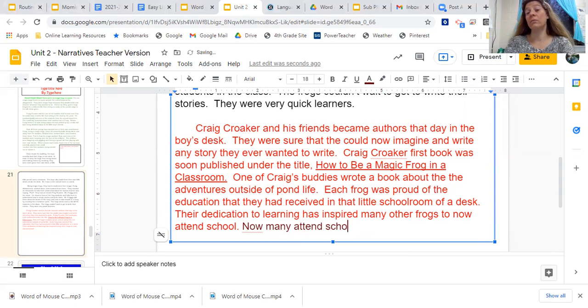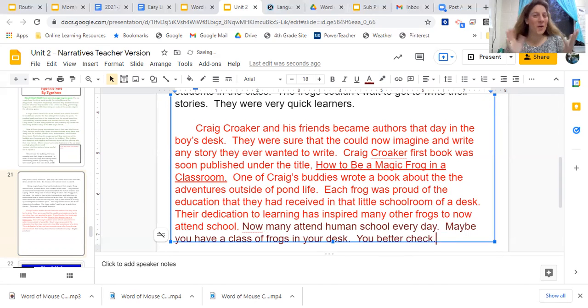Now many frogs attend human school every day. Every day, maybe you have a class of frogs in your desk. You better check. I know all of you might be peeking inside your desk now to see if those magic frogs are there.